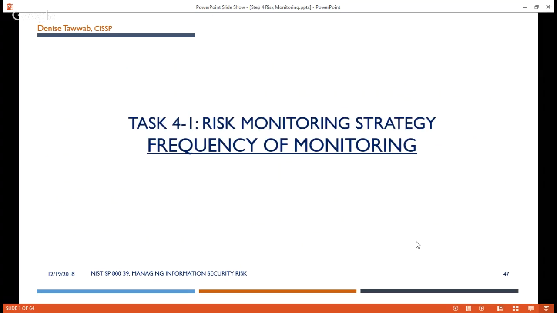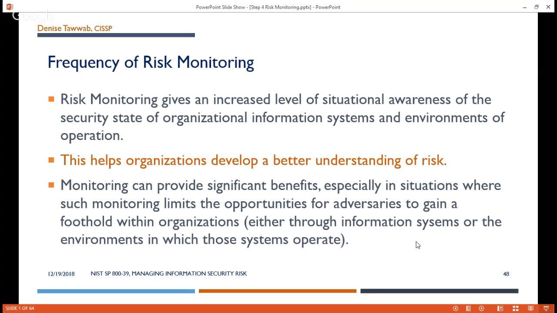So, still in task 1, your risk monitoring strategy, let's talk about the frequency of monitoring. Risk monitoring gives an increased level of situational awareness of the security state of the organization's information systems and the environments of operation. This helps your organization develop a better understanding of risk. Monitoring can provide significant benefits, especially in situations where such monitoring limits the opportunities for adversaries to gain a foothold in your organization, either through your information systems or the environments in which those systems operate.